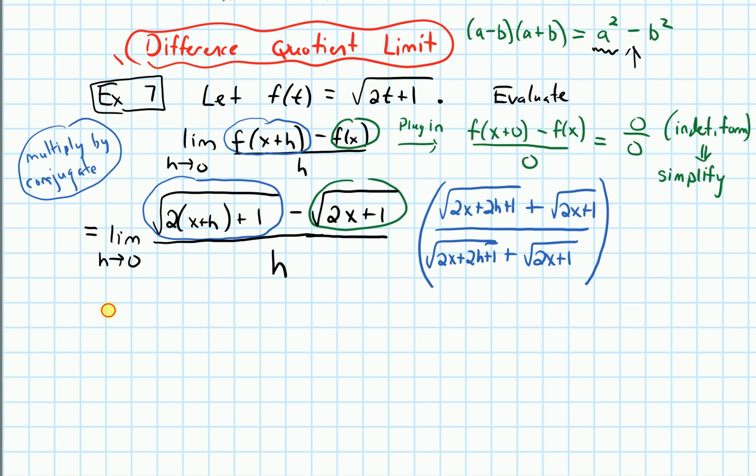All right, so now evaluating this, we have the limit as h approaches 0. And multiplying up the numerator, the first thing that we'll get is this first square root term squared, because that matches up with the fact that we should get a squared when we multiply this out. So squaring that gets rid of the square root, and we'll have 2x plus 2h plus 1. And that's a big part of the reason why we multiply by the conjugate. It gets rid of those square roots, at least on the numerator.